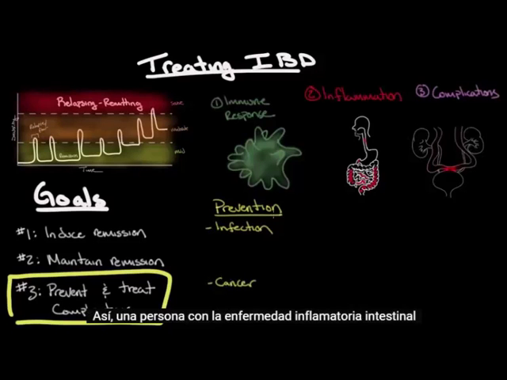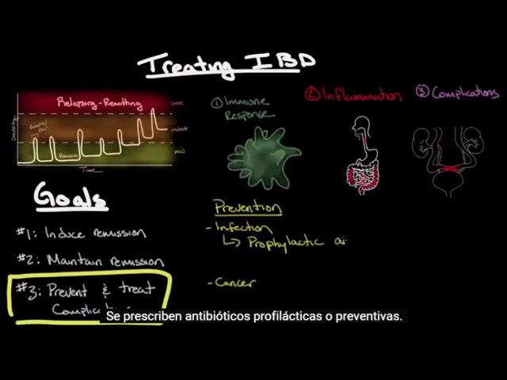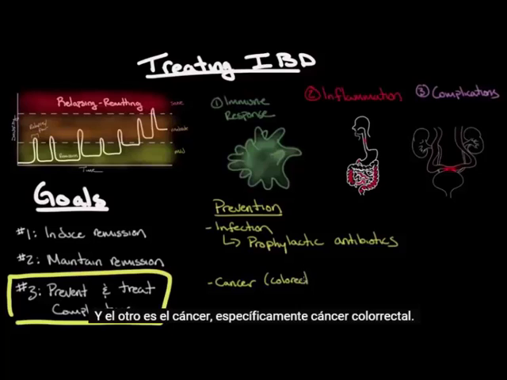So someone with inflammatory bowel disease during an acute flare is much more likely to develop a severe abdominal infection. So sometimes during these relapses or flares, prophylactic or preventative antibiotics will be prescribed. And the other is cancer, specifically colorectal cancer.